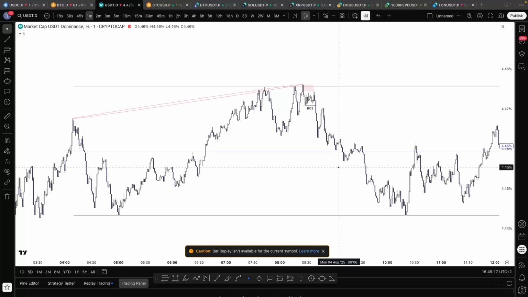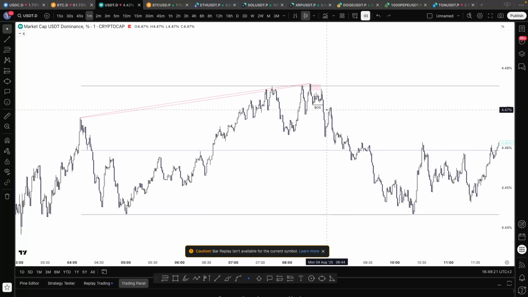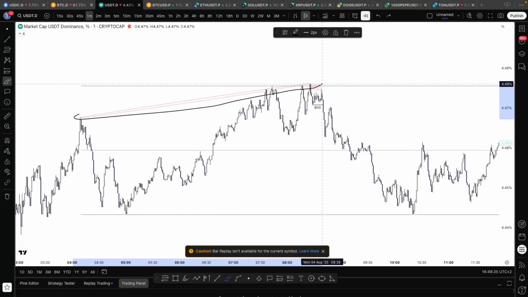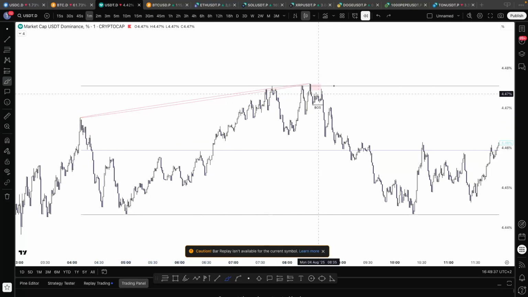I cannot go on replay mode on USDT, but what we saw here at London Open, because London opened right there, and we made a Wyckoff inside a Wyckoff because we had our tap 1, our tap 2, our tap 3 on USDT dominance while being in a bigger range. So we're forming a Wyckoff inside a Wyckoff.